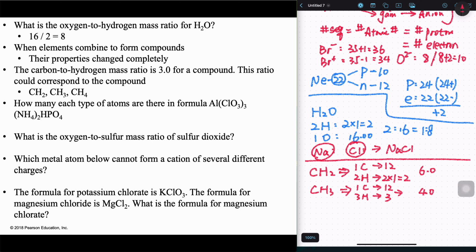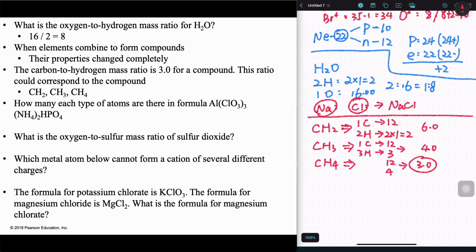Now, let's check CH4. For CH4, the mass for the carbon will be 12. The mass of the hydrogen will be 4. Therefore, their ratio is 3.0, which is the answer.